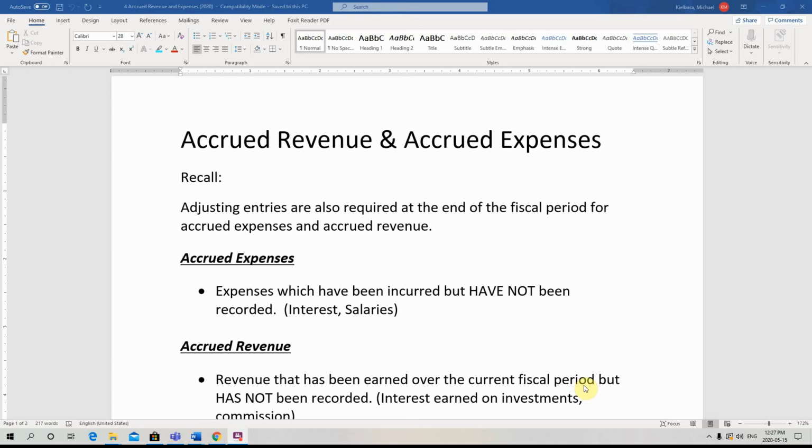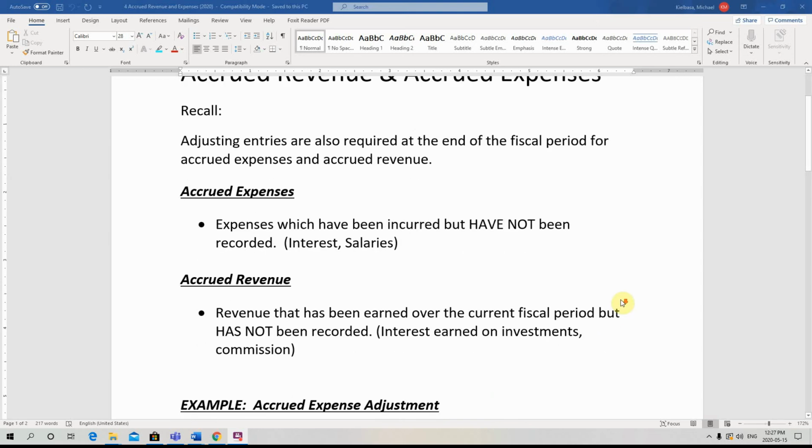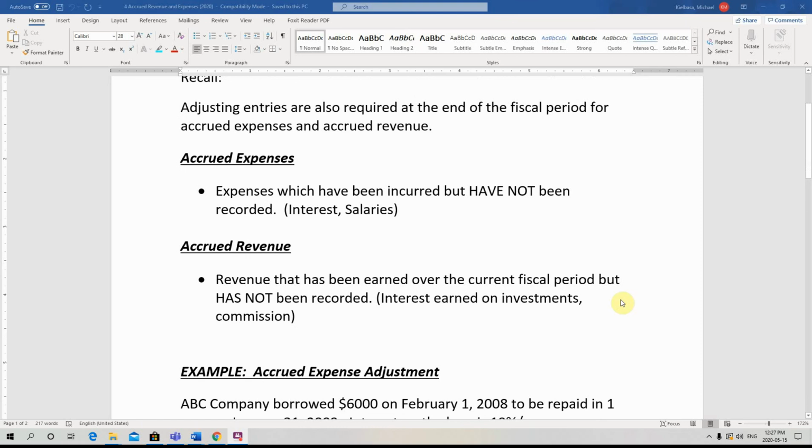So accrued expenses are expenses that have been incurred this fiscal period but haven't been recorded. So things like interest and salaries. And accrued revenue is revenue that has built up this fiscal period but hasn't been recorded, and it will be recorded in a future fiscal period. So interest on investments or commission are examples of accrued revenue. So you'll understand a little bit better by going through an example.